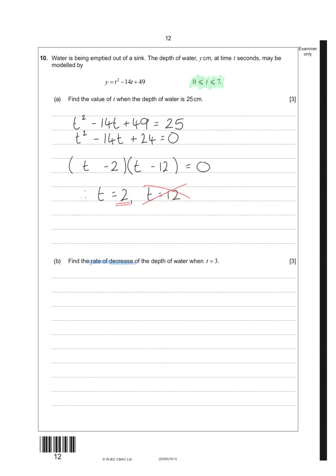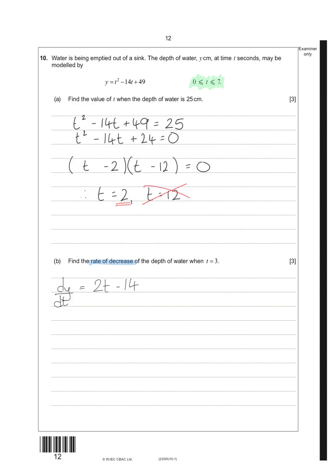The word rate in part B, when you see that word, your brain should immediately be thinking of calculus, rates of change, derivatives, all that kind of stuff. And so we're going to calculate dy by dt, which is the rate of change of the depth with respect to time. So we're going to get 2t minus 14. So that quantity there tells you at a given time how the depth of the water is changing. As you can see, for small values of t, it's going to be negative, but then when t is very big, you're going to get a large increase.